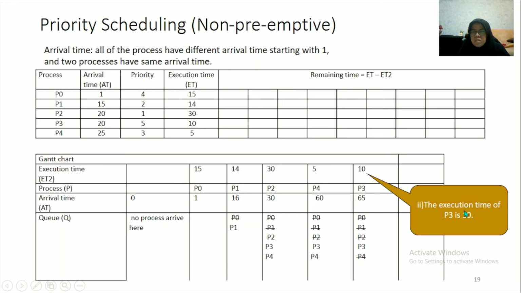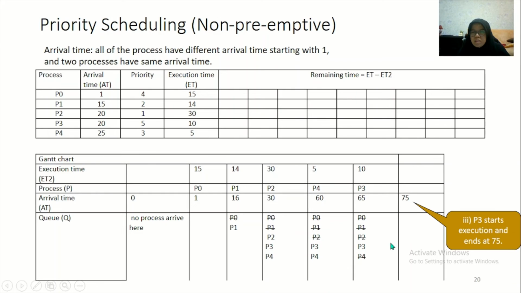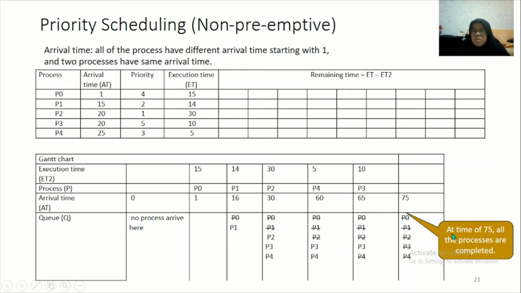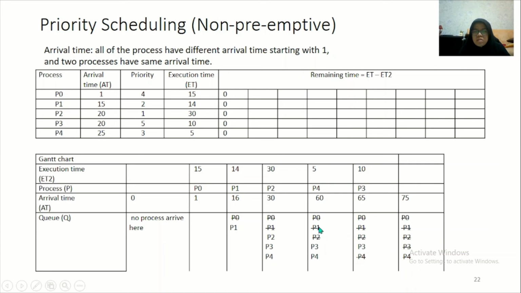The execution time of P3 is 10. P3 will start the execution and end at 75: 65 plus 10, the burst time of P3, equals 75. And at the time of 75, all of the processes are completed. So here is the completed Gantt chart for this question, and the remaining times here are all 0.